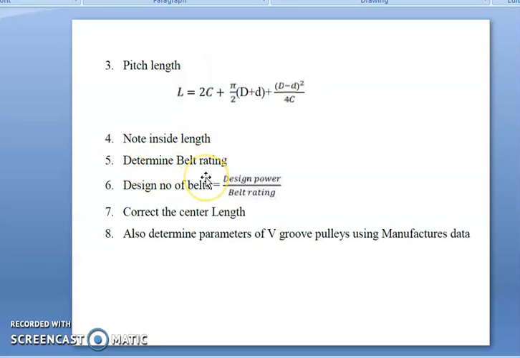Then determine the belt rating, then the design number of belts, that is equal to design power by belt rating. This is actually equal to the belt width in the case of a flat belt. Here it is used to find out the number of belts instead of the belt width. Then correct the center distance and also determine the parameters for V groove pulleys using the data book.